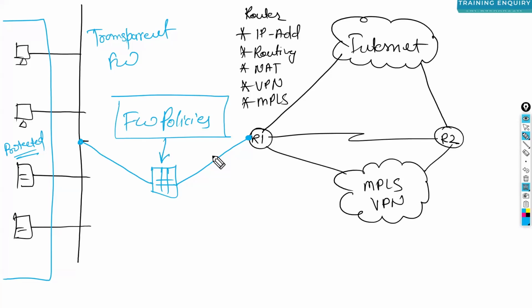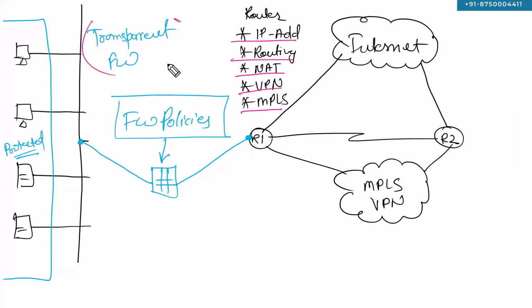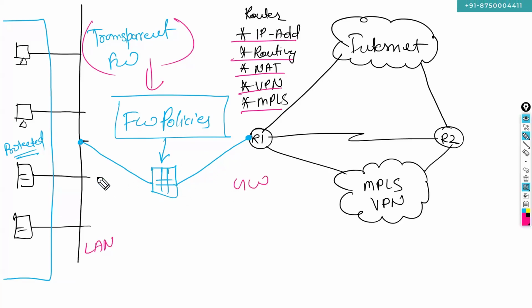With this, you can see we have not changed any IP addressing, no routing change, no NAT change, no VPN change, no MPLS configuration change. We have just inserted a transparent firewall between the local area network and the gateway with two interfaces. Traffic will come from port number 1 and go out from port number 2. If traffic comes from port number 2, it goes out from port number 1. And when traffic moves from one interface to another, the firewall deploys the policy.